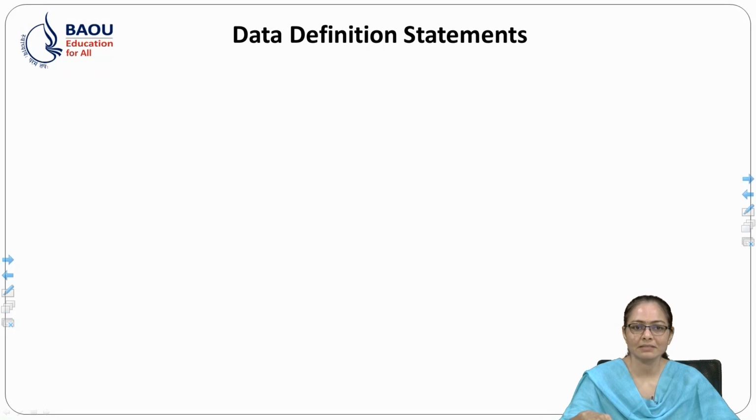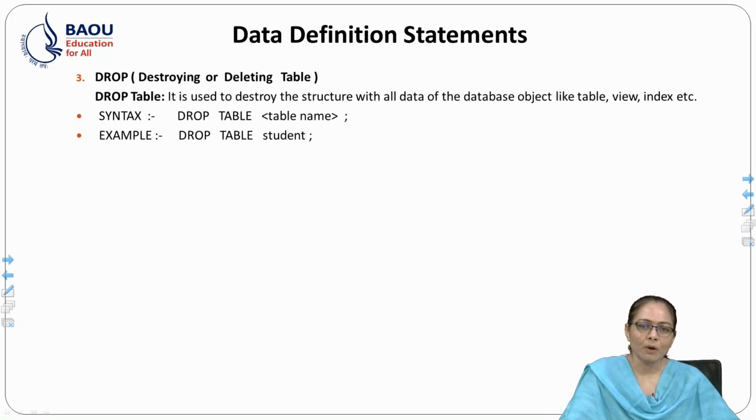Now the next command is the drop command. The drop command is used to destroy or delete the table. It is not used with the alter table command. It is used as a single drop table command. It is used to destroy the structure with all the data of a database object like table, view, index, etc. The syntax of the drop command is drop table, then table name. If we want to destroy the student table, then use drop table student. So it will destroy the student table.